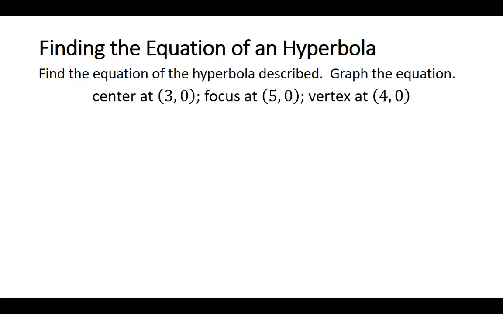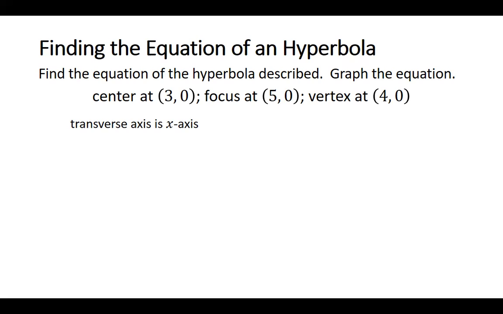So we have a center at 3, 0, a focus at 5, 0, and a vertex at 4, 0. Well, that was nice, because if the center's at 3, 0, the focus is at 5, 0, and the vertex is at 4, 0, we know we have everything nicely lined up. And what's happening is our y values are staying the same, and our x values are changing. So the transverse axis must be parallel to the x-axis. But not only that, our y value is always equal to 0.